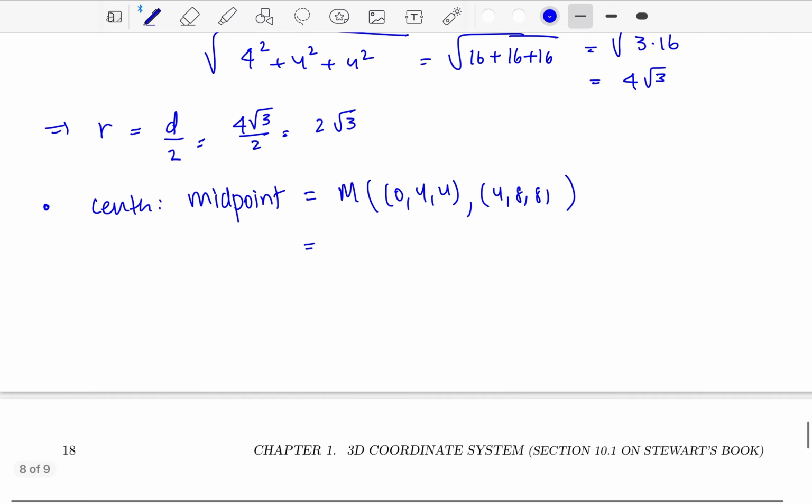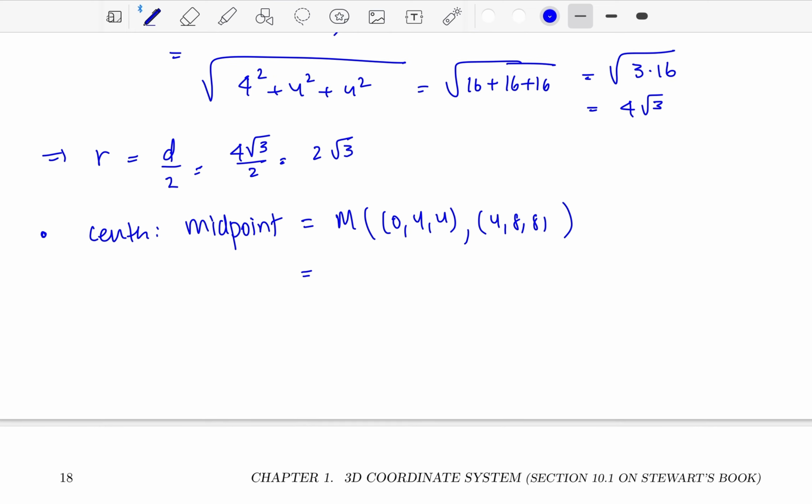And we know how it works, we just find the midpoint of each of the x, y, and z components. So I add the x components and divide them by 2. So 4 plus 0 divided by 2. Then I add the y components and divide them by 2. 4 plus 8 divided by 2. And then I add the z components and divide them by 2. So I get that 4 divided by 2 is 2. 4 plus 8 divided by 2, I get 12 divided by 2, which is 6. And then I do it again, and I get 6 again.